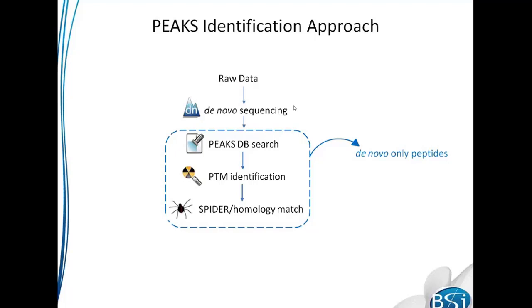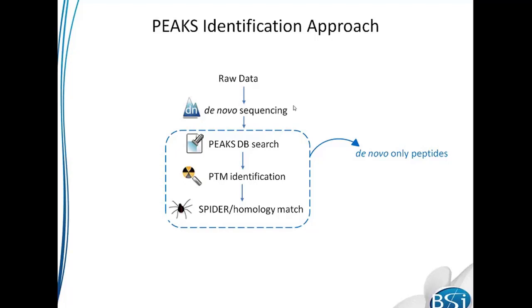And then I'm going to talk a little bit about SPIDER, which is actually a Denovo-based homology search. The idea here is that it's able to link up your Denovo sequencing results to the database that you search against in order to find single amino acid variants.